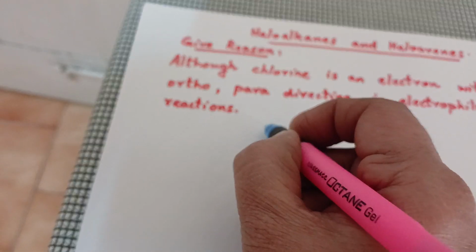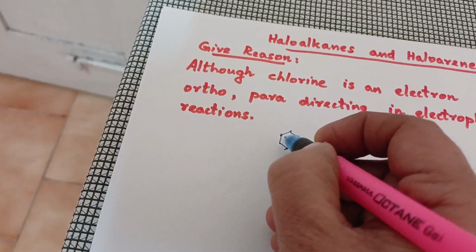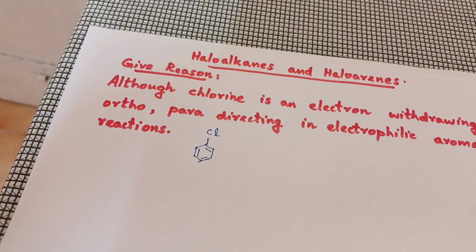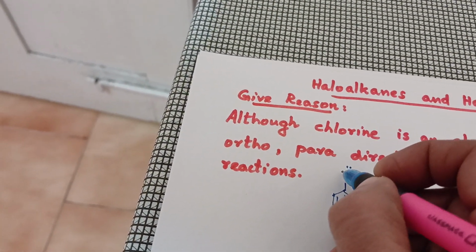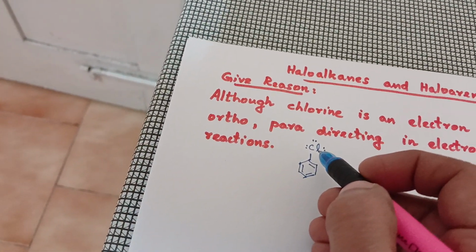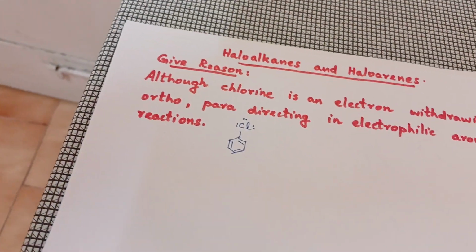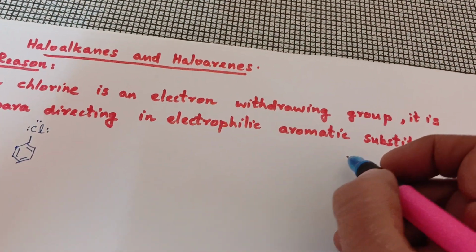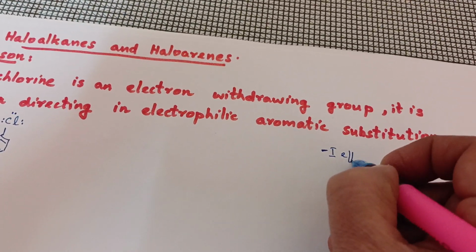So let us look at this. Here's a benzene ring with a chlorine atom attached to it. We are told that chlorine is an electron withdrawing group. Yes, chlorine has lone pairs of electrons around it, but due to its electronegative nature, it withdraws electrons towards itself. Now, withdrawing of electrons is called inductive effect or -I effect.